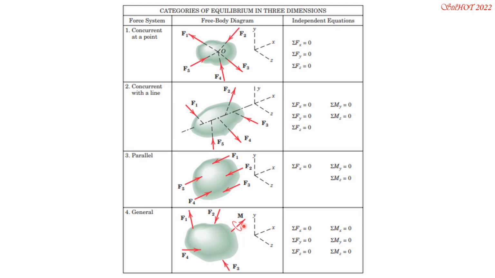Then for the general situation, all the six equations are present. So we have summation of forces in x, y, and z equal to zero, and summation of moments about the x-axis, y-axis, and z-axis equal to zero. So this is the general situation, and all the problems may fall into any one of these categories, but mostly we have the general situation. And always remember the supports presented earlier and the number of unknowns per support.